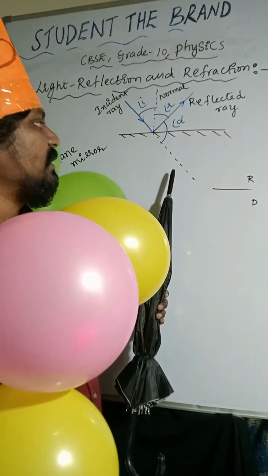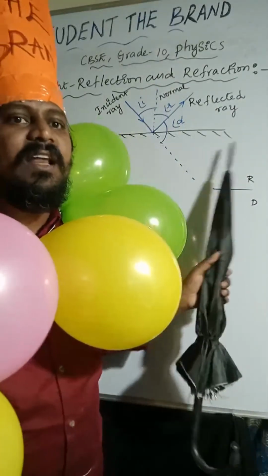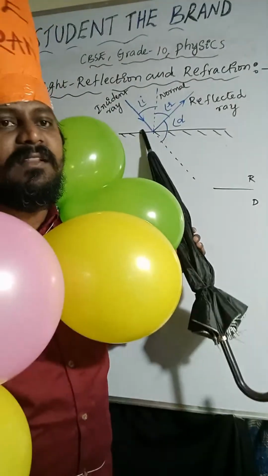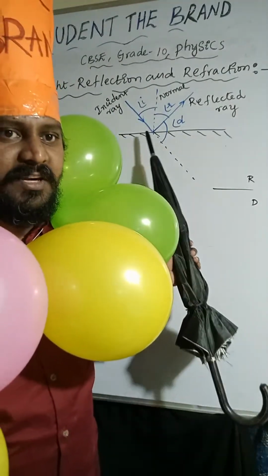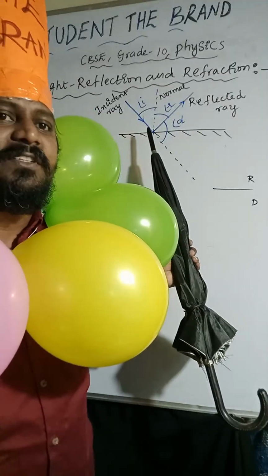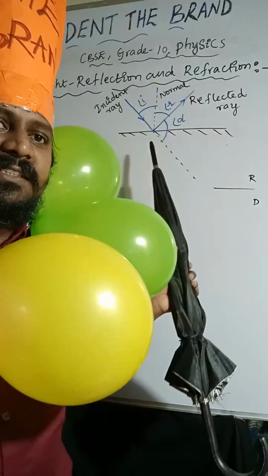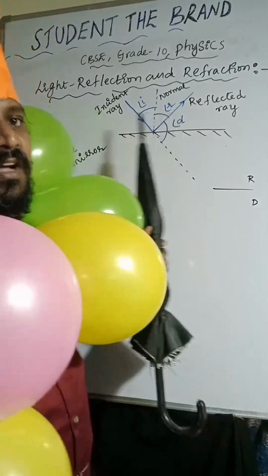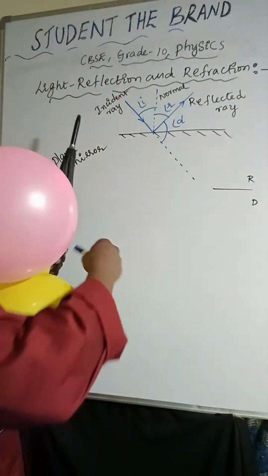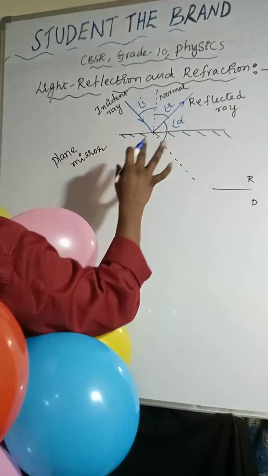Angle between reflected ray and deviated line is called angle of deviation. The entire phenomenon, the bouncing back of the light from the reflecting surface, is called reflection of light. So this is about the reflection phenomenon.